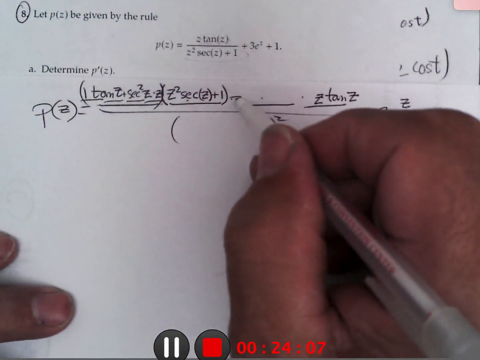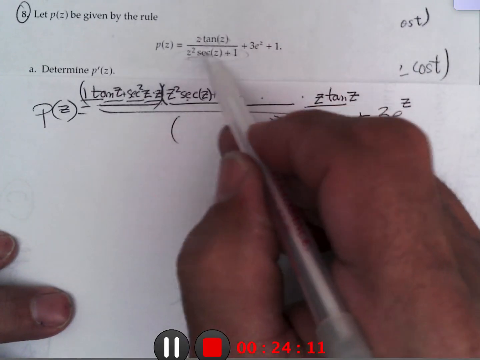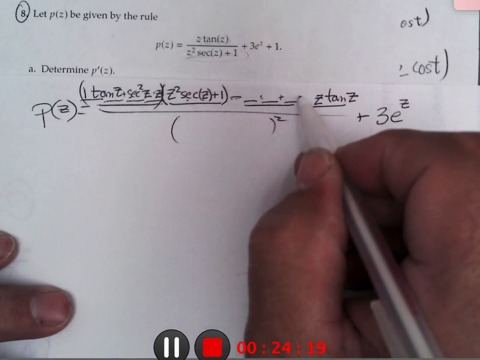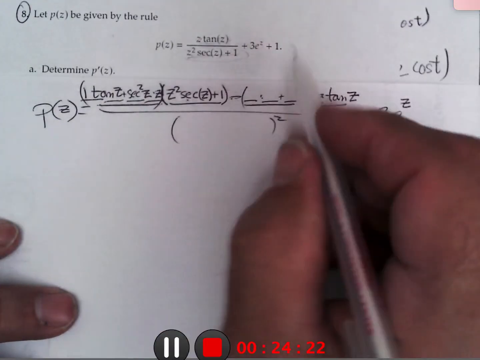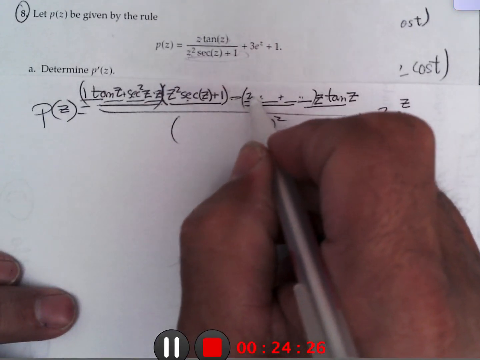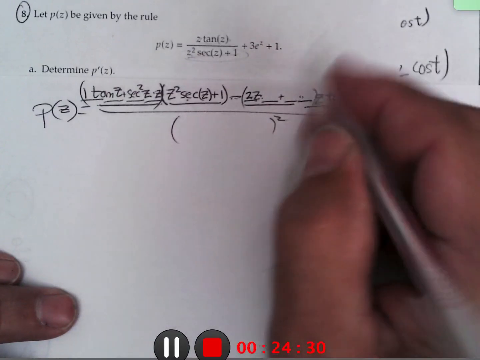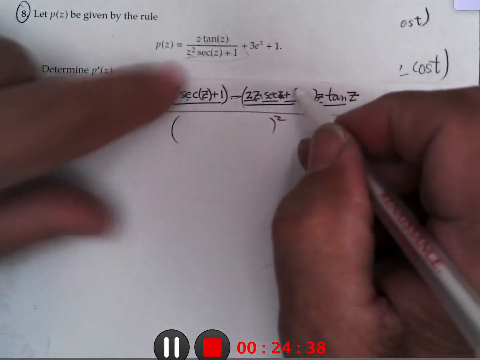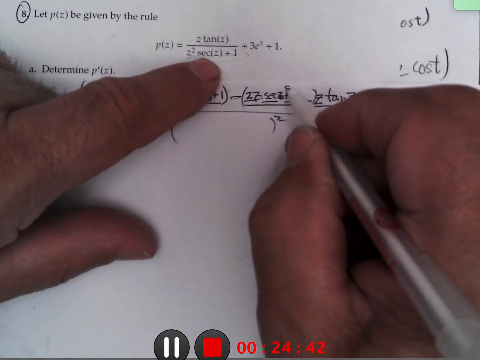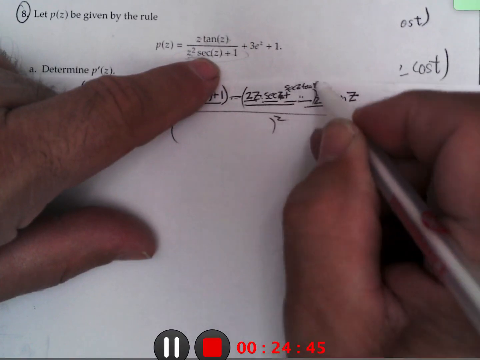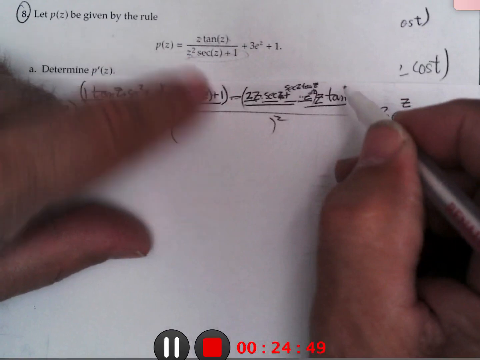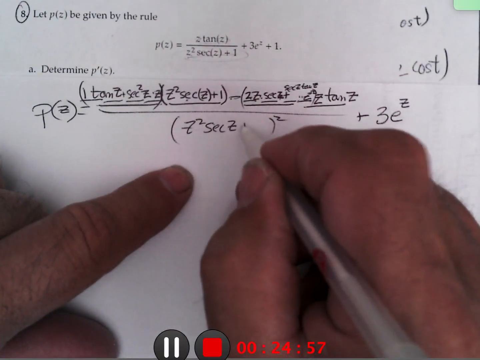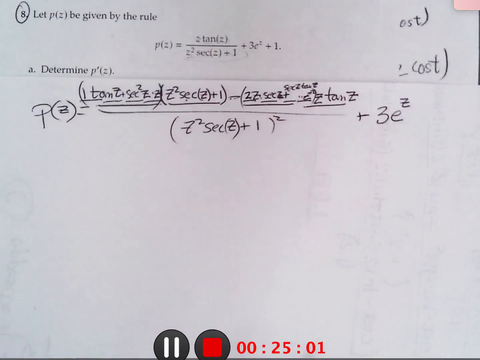Minus, now we got to do the derivative of the denominator, and that's a product. And so derivative of z squared is 2z times secant z plus derivative of secant, which is secant z tangent z times z squared. Ran out of room over the denominator, z squared secant z plus 1. So that's the derivative.